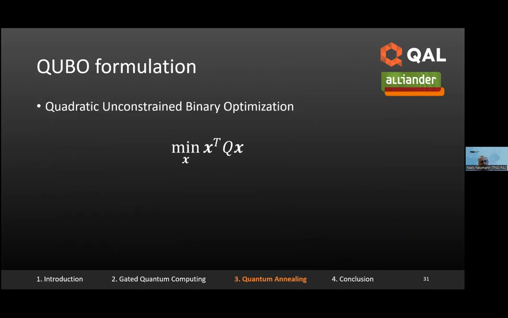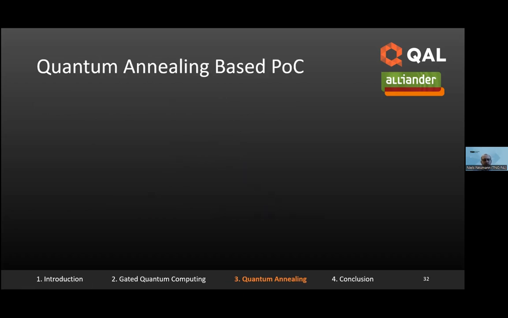So this QUBO I was talking about, what does it actually look like and how do we use it to solve the problem? In a QUBO, we have a matrix and some vectors, and we want to minimize this value for x. And this matrix corresponds to the problem that we're having. That's something we have to set up so that the minimum value actually corresponds to our problem solution.